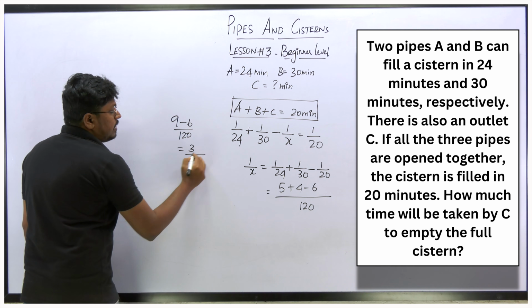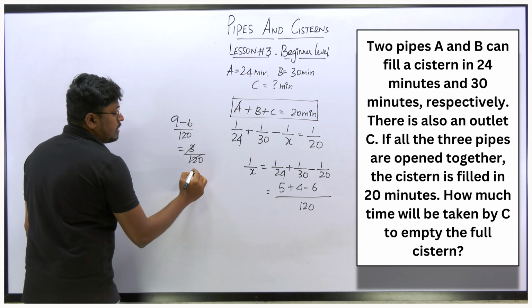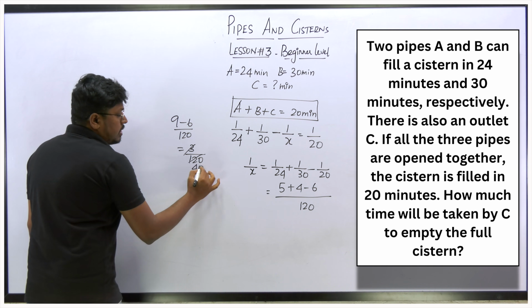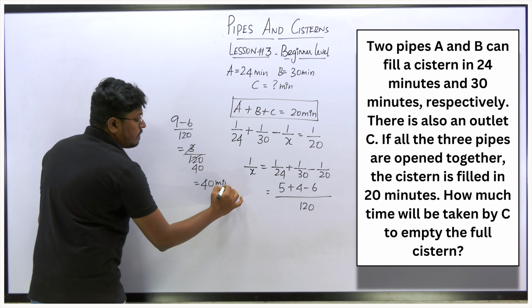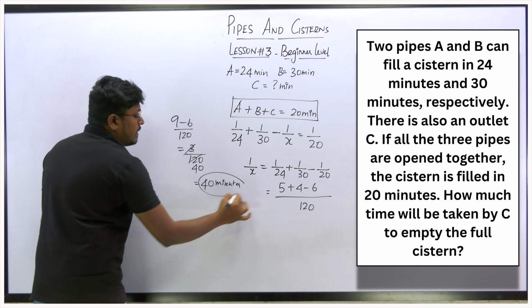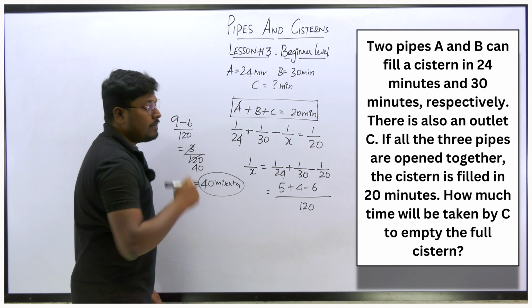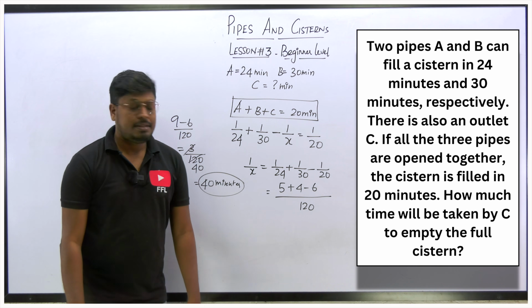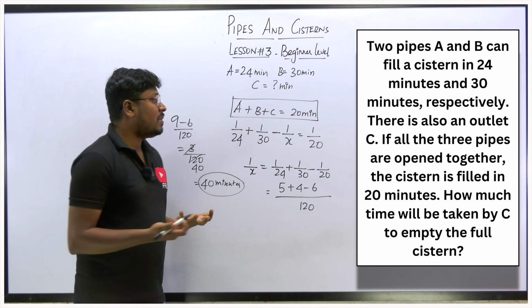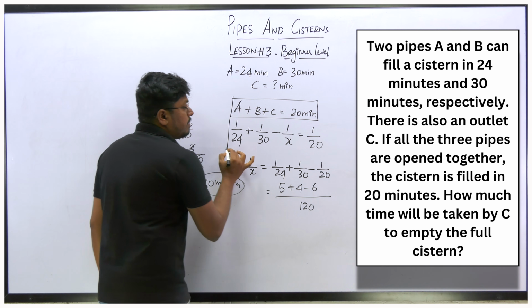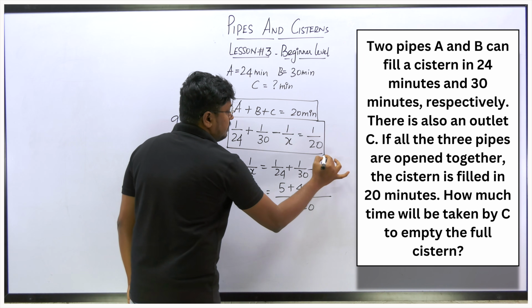So this will be 3. So 3 by 120, when you cancel it, 4 3s are 12, that is 40. So 40, and all the values are in minutes. So we can say that tap C alone can empty the complete cistern in 40 minutes. So which is the answer for this question. Has everyone understood? So this is the important part to solve this question.